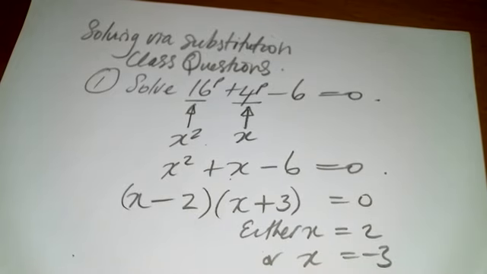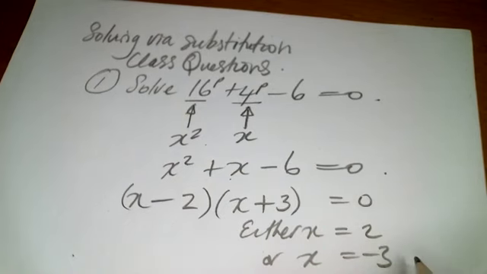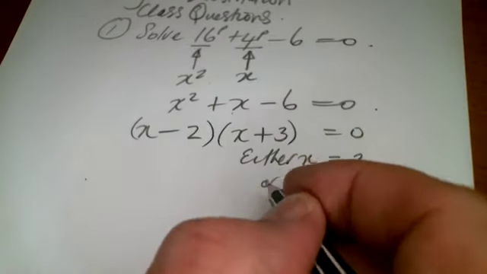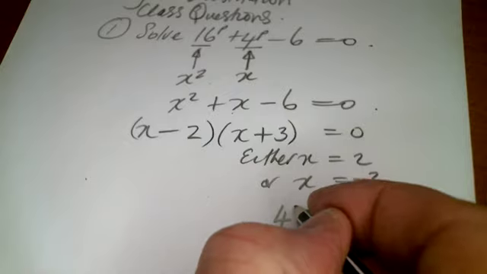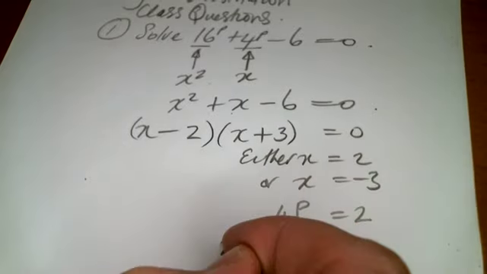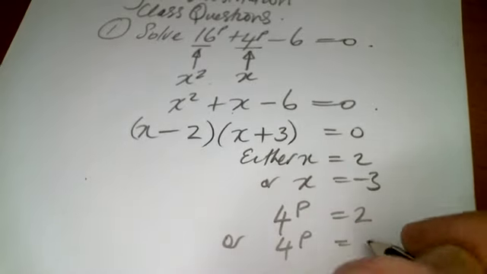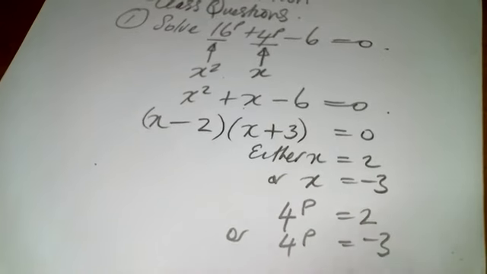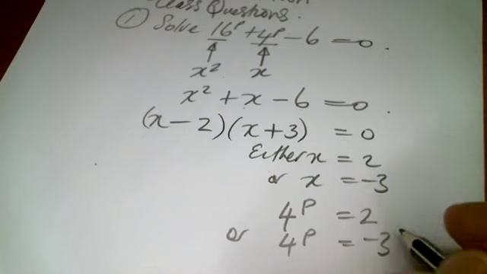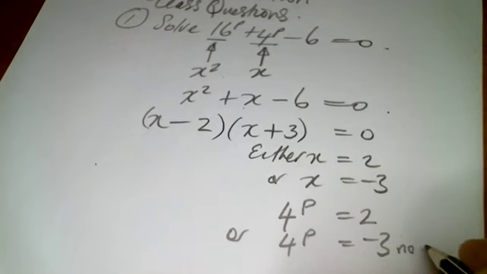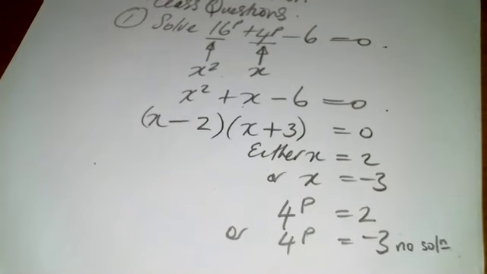Of course, really what we're saying is it's not so much x is equal to 2 and 3, it's that x is 4^p. So therefore we're saying 4 to the power of p is equal to 2, or 4 to the power of p is equal to negative 3. Well, there's nothing we can make this power be so that this ends up being a negative number, because you can't find the logarithm of a negative number. So there is no solution here.